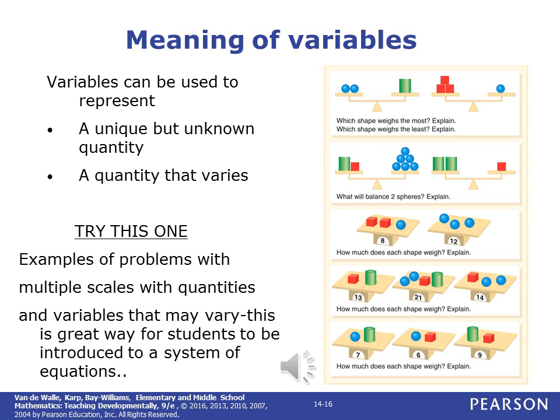Variables are first mentioned in grade 6 as part of the Common Core State Standards, and variables can be used to represent a unique unknown quantity or a quantity that varies. Unfortunately, it's the former, that it's a unique unknown quantity, that is mostly used. But a variable can represent multiple, even infinite values, and we'll talk about that in just a bit.